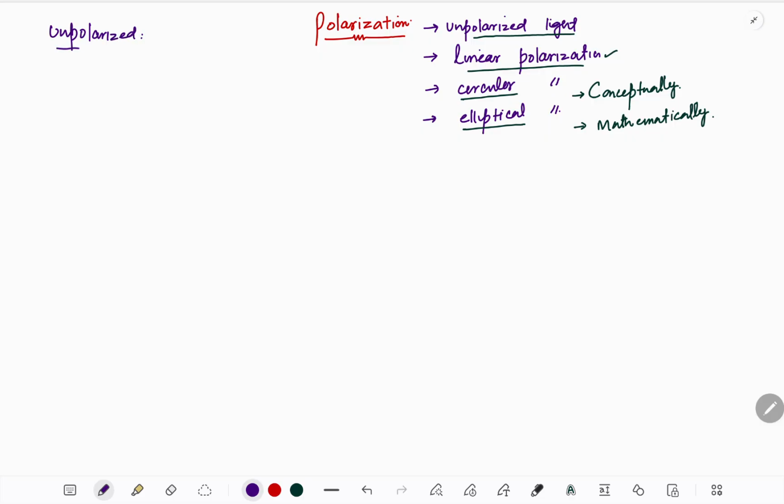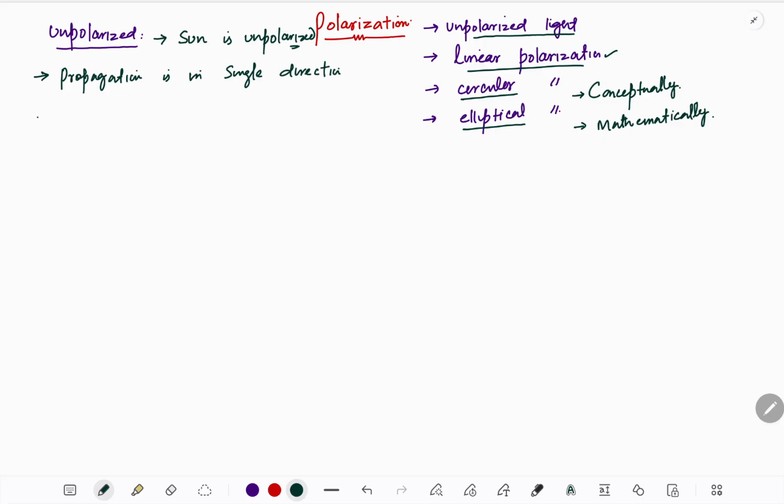Unpolarized light. So basically, the light or the electromagnetic wave that comes from the sun is actually unpolarized. What it means is that the propagation direction is one. The wave is propagating in a single direction. There is no problem in that.